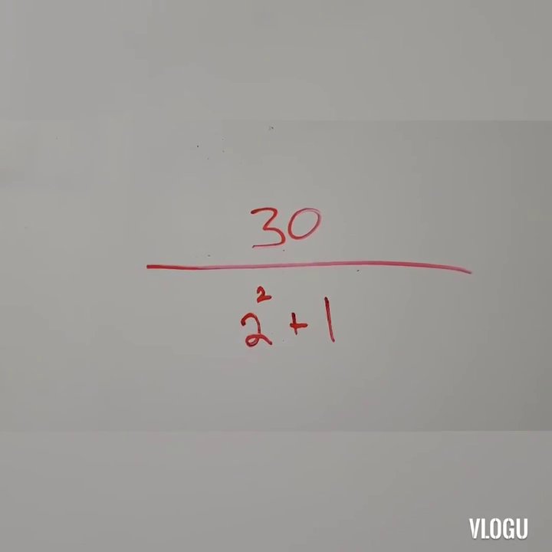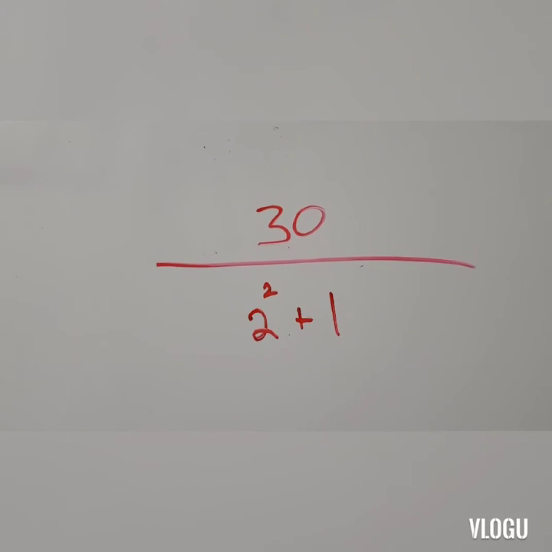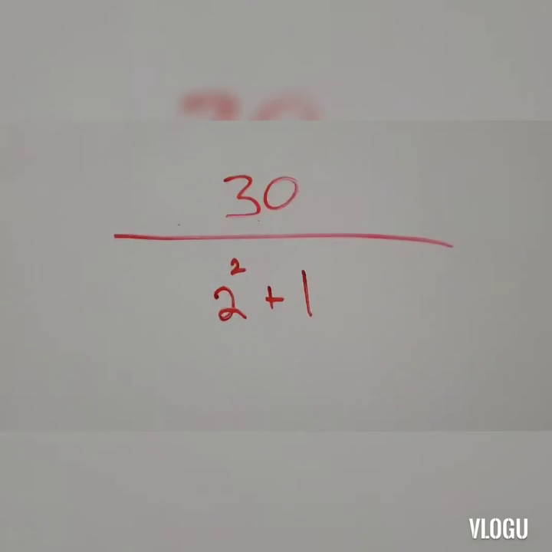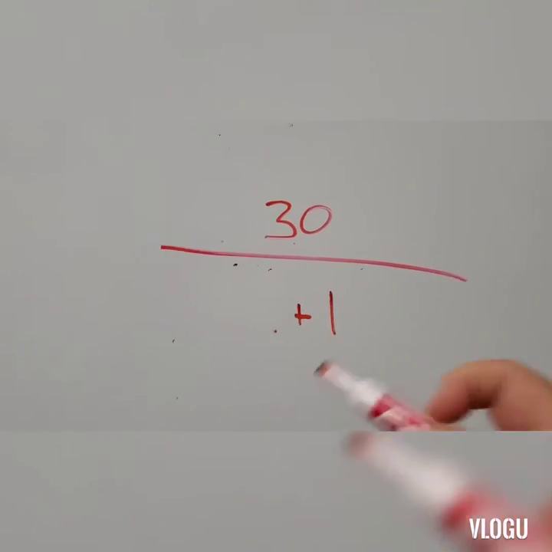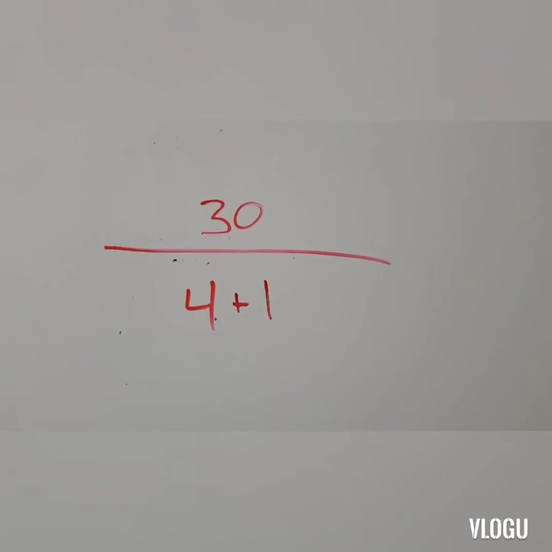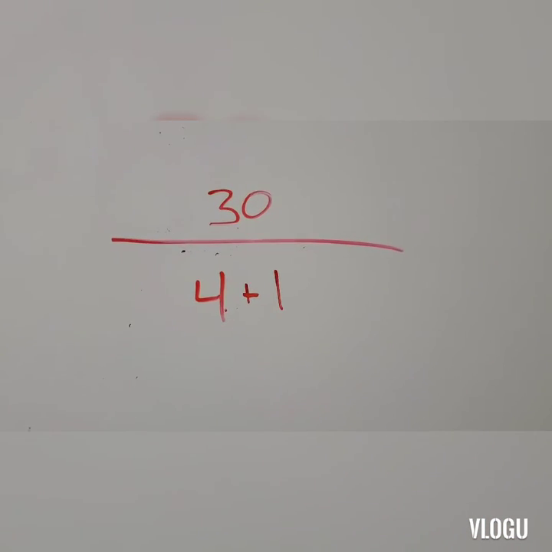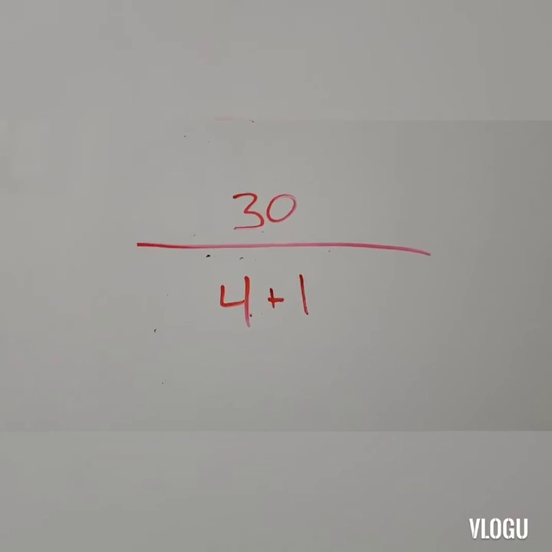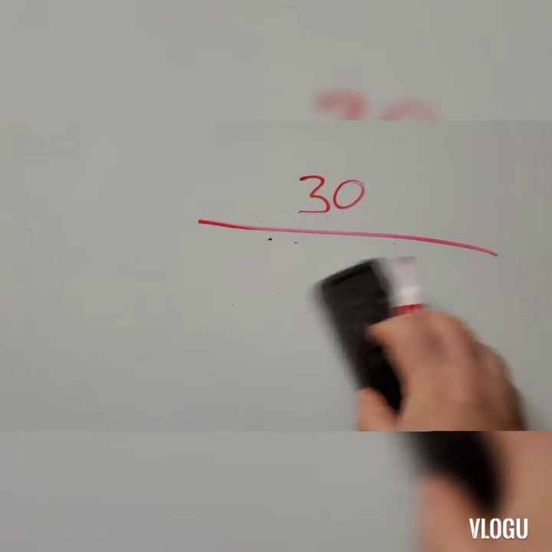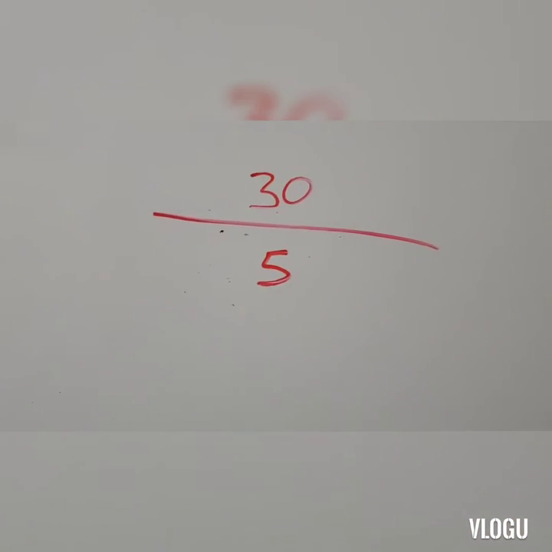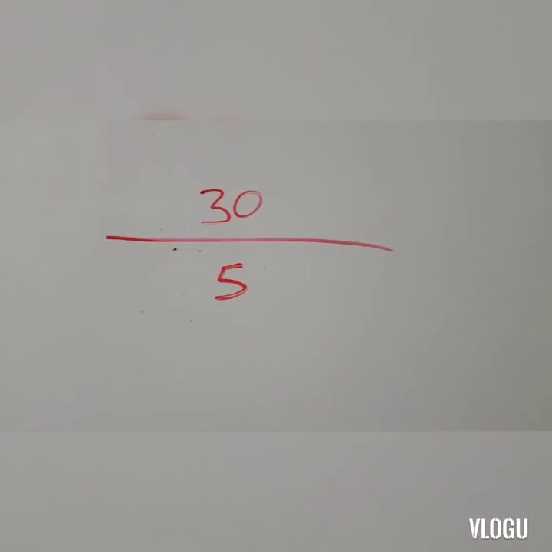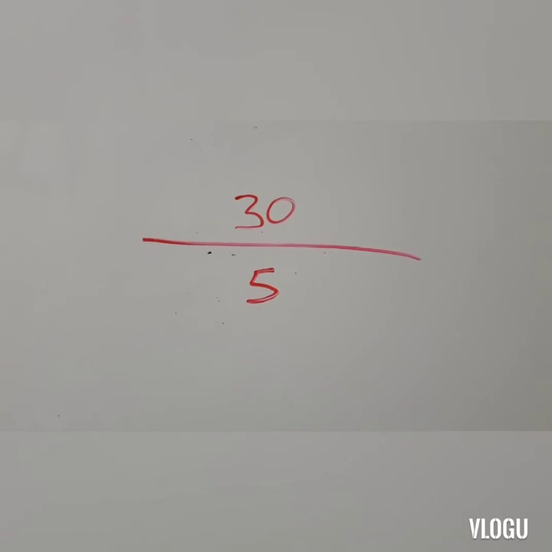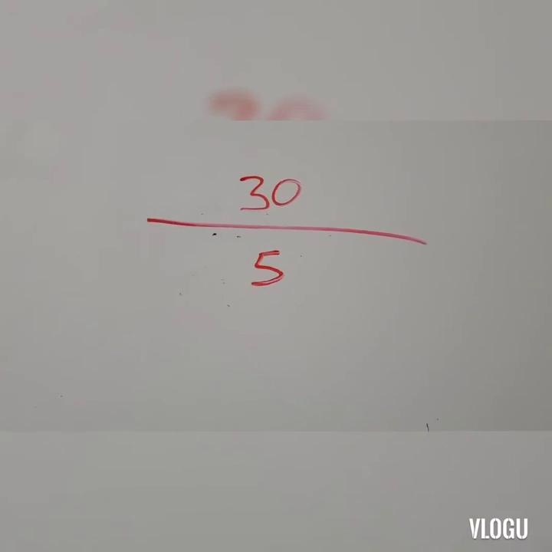I will start over looking for parentheses. There are no parentheses. I will look for exponents. I see 2 squared. 2 to the second power is 2 times 2, which is 4. I see no other multiplication or division. I do see addition. 4 plus 1 is equal to 5. Now I have a fraction of 30 over 5, or 30/5, which we all should know is an improper fraction.